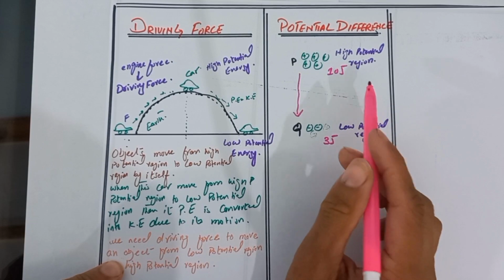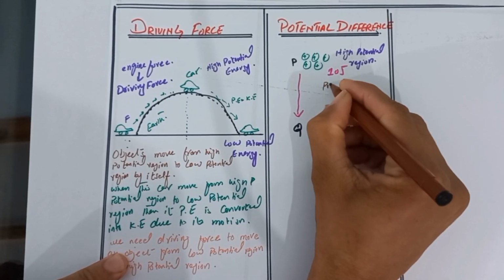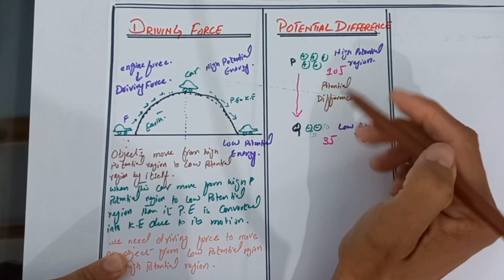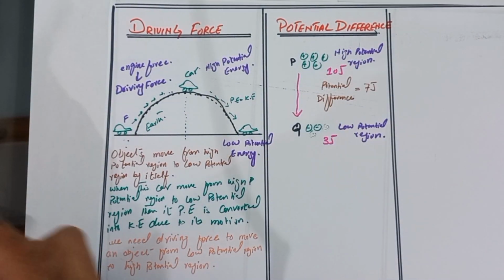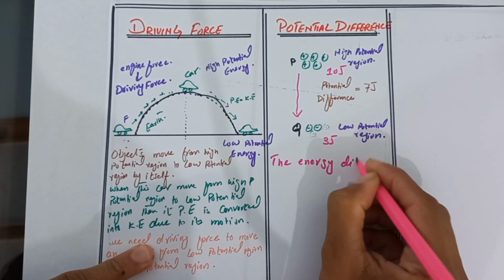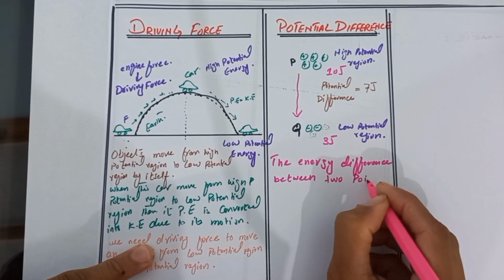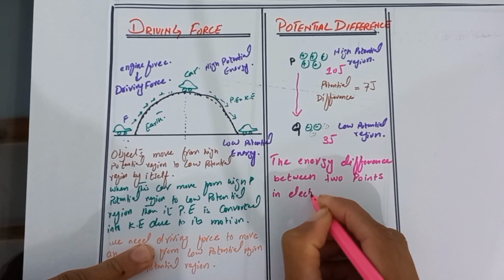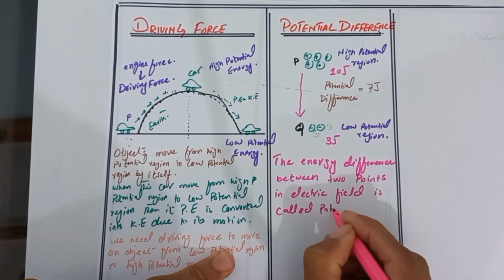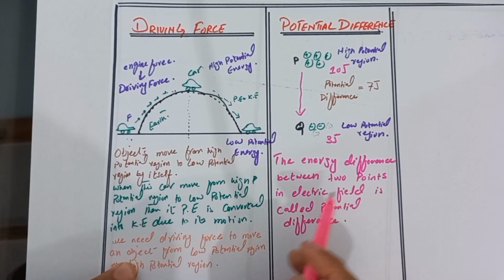We know that the potential energy of charges at P is 10 joule and the potential energy of charges at point Q is 3 joule. Thus, we can write that the potential difference between points P and Q is 7 joule. Thus, we can define the potential difference as the energy difference between 2 points in an electric field is called potential difference. Let me repeat it. The energy difference between 2 points in an electric field is the potential difference.